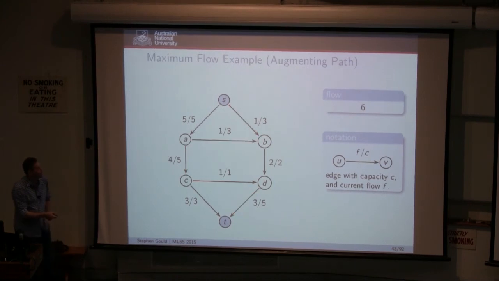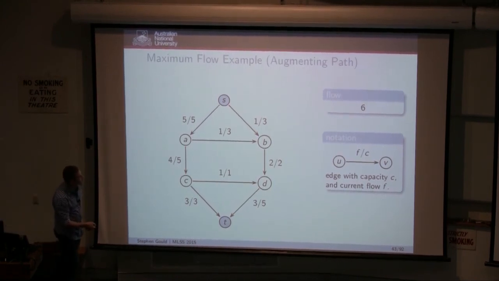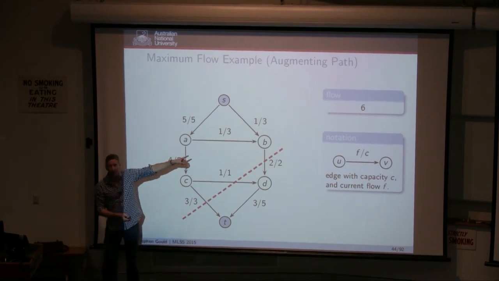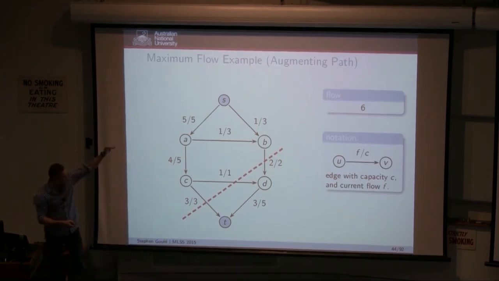All right? And so I send 6 units of flow. I now look for another augmenting path. There isn't one. And so I found the maximum flow that I can send through the graph from S to T. That's got a value of 6.